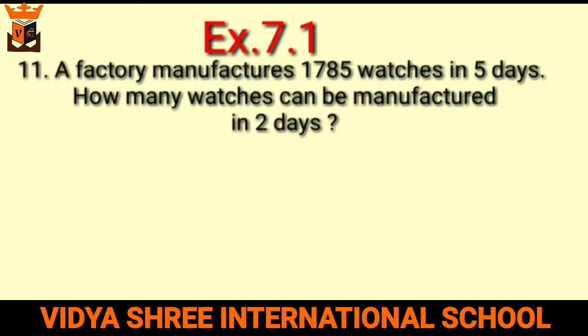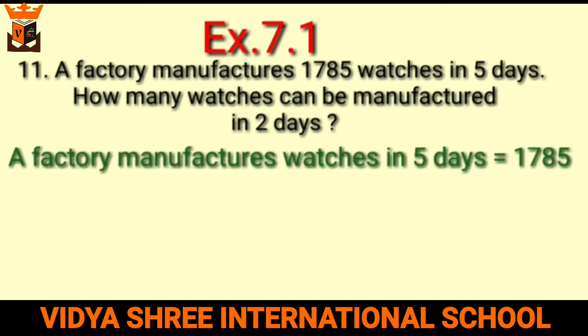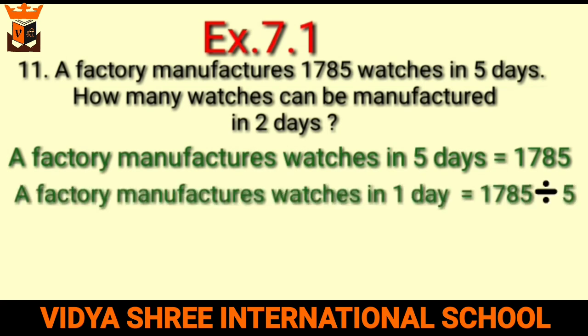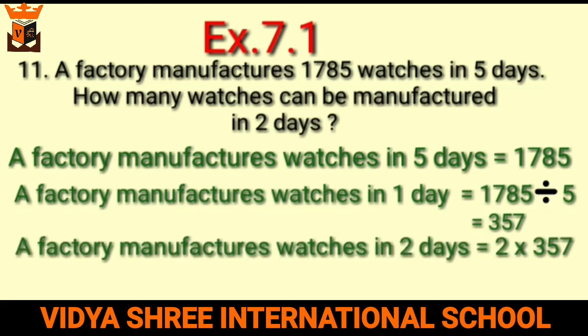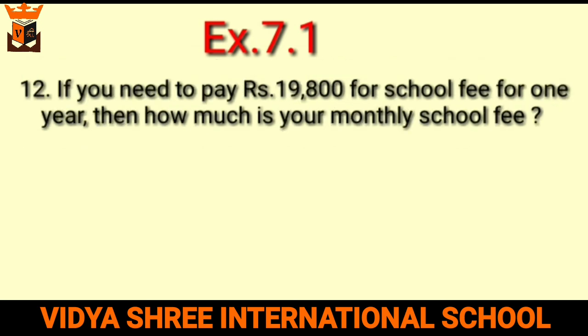According to the question, it is given a factory manufactures watches in 5 days, which is equal to 1785. So a factory manufactures watches in 1 day will be 1785 divided by 5, which is equal to 357. Now we can find what a factory manufactures in 2 days, which is equal to 2 multiplied by 357, which is equal to 714.